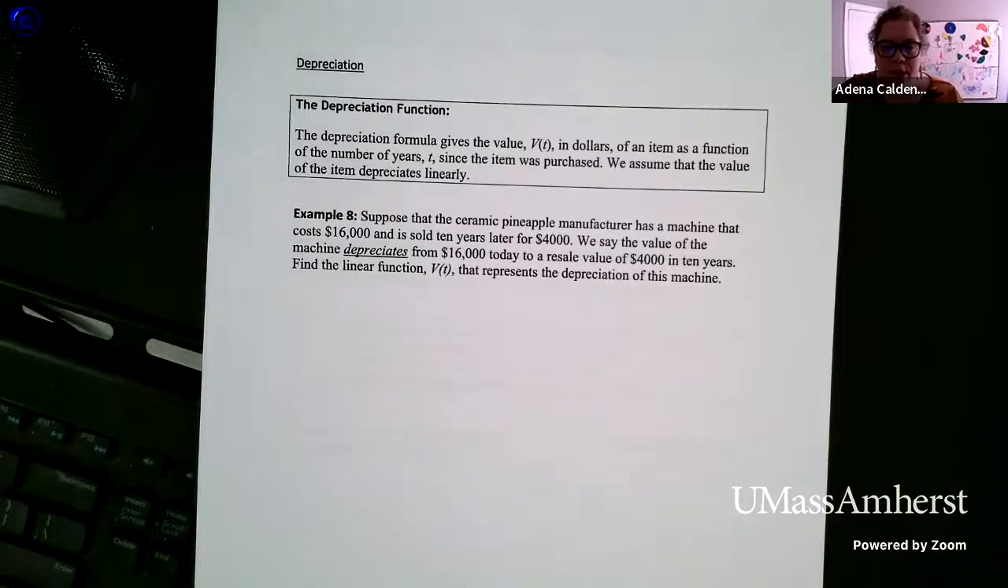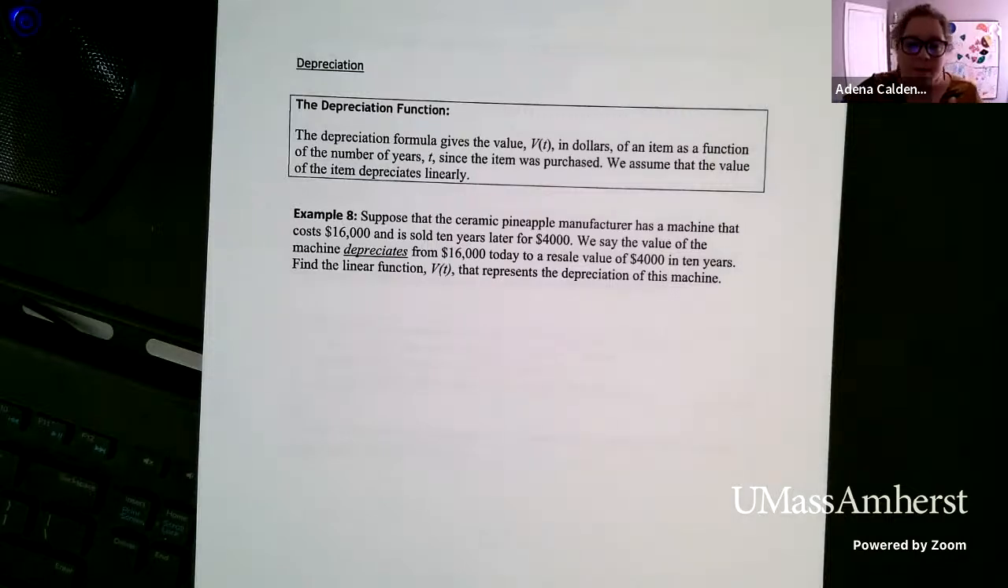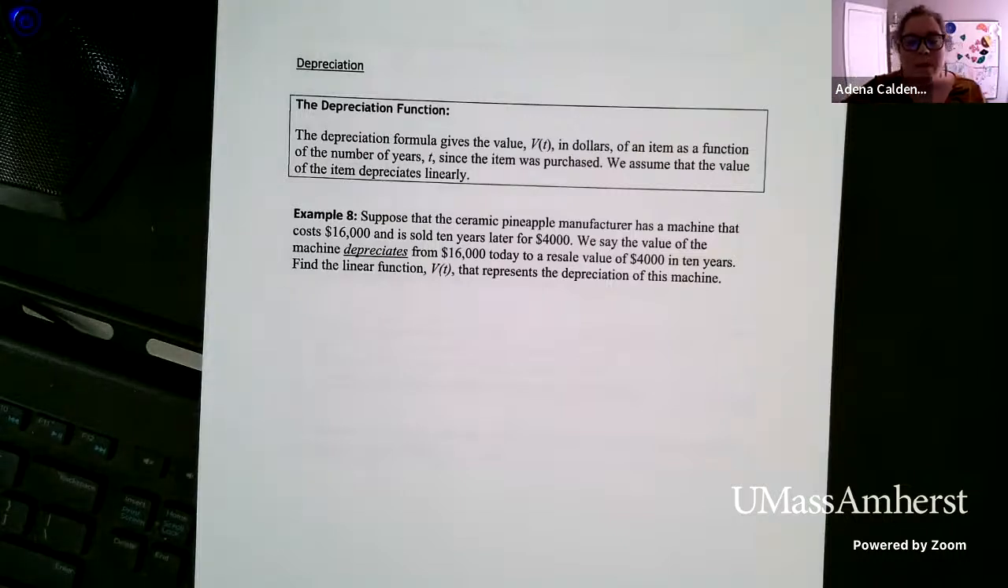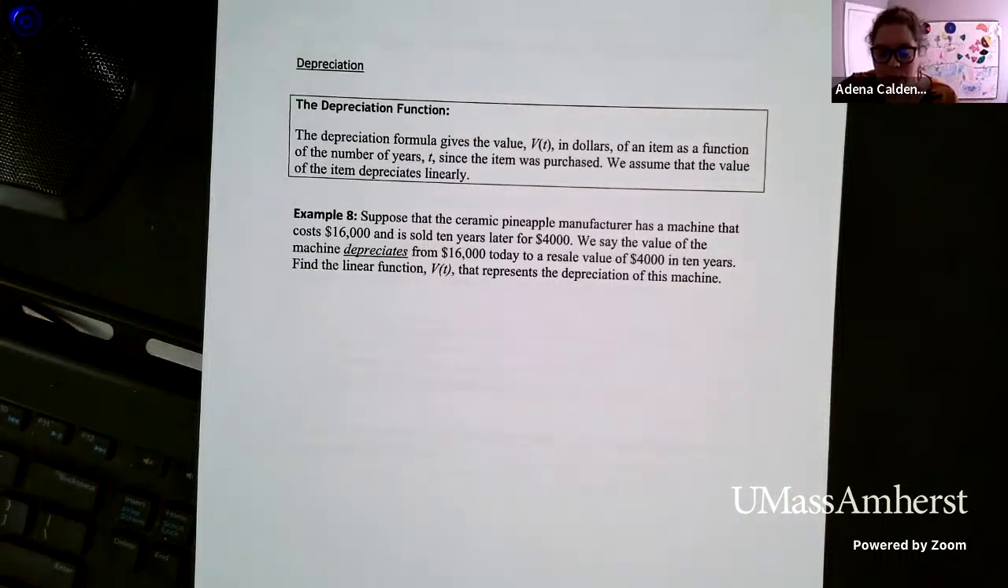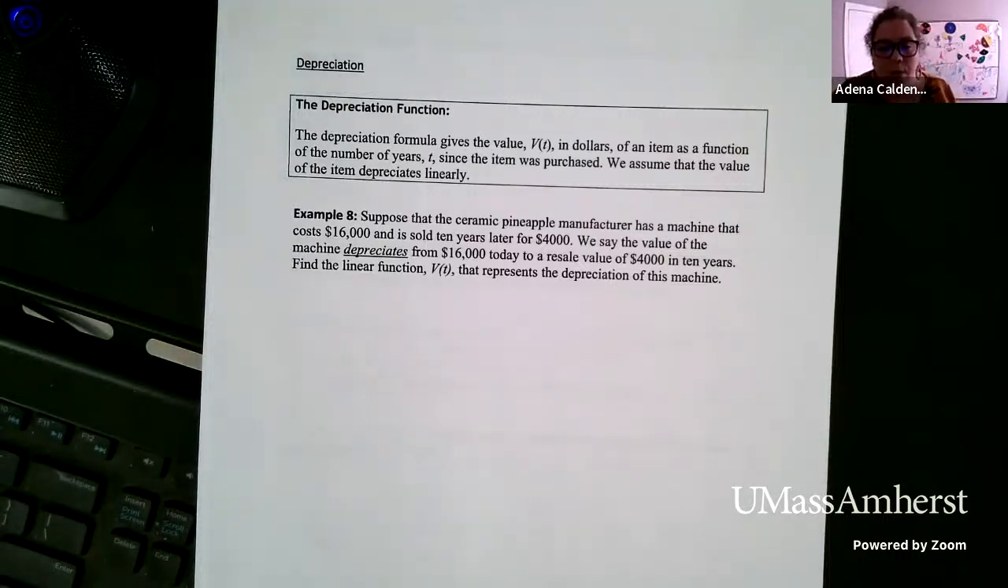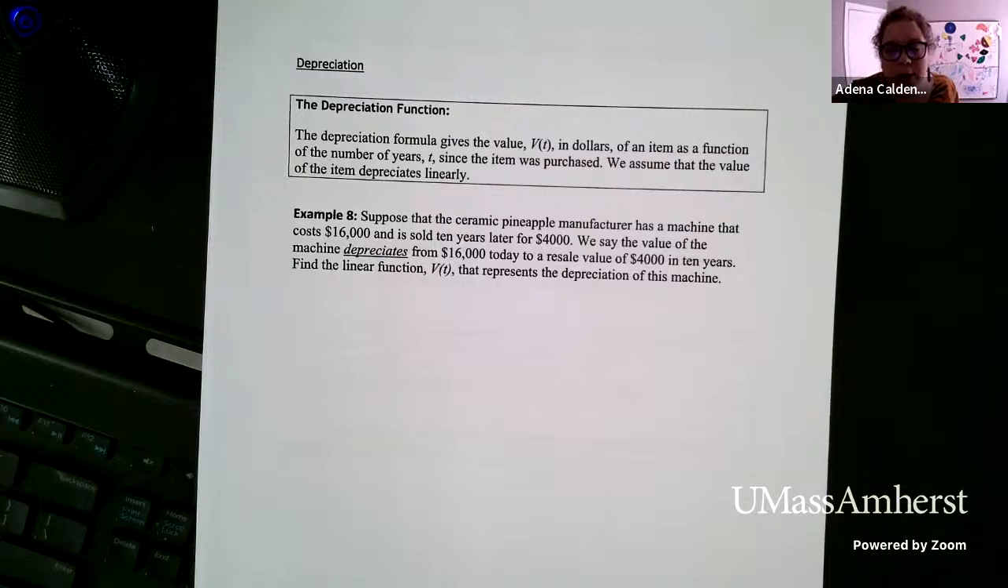So the depreciation function is a formula that has the value V in dollars of some item as a function of the number of years T since the item was purchased. And so when we talk about depreciation, we assume that the value depreciates linearly. So we can use this to figure out how long the item has value, when it will reach a value of 0, things like that. But the idea is that we're still thinking about the value and sort of overall marketability of a product. And so all we need to do here is think about how to set up that linear function to represent the fact that we are losing value.